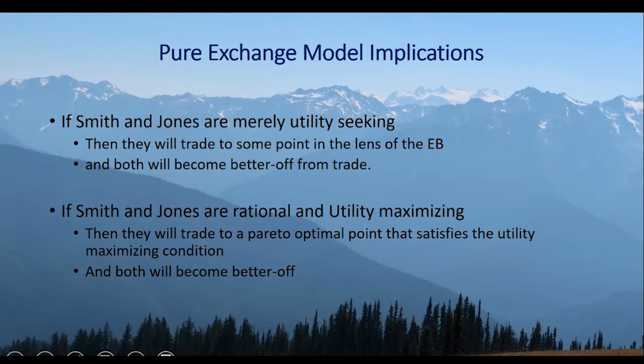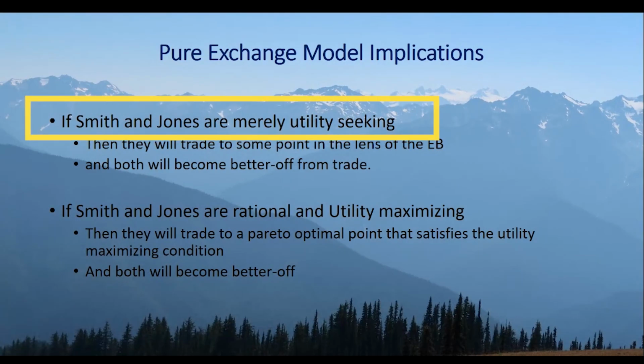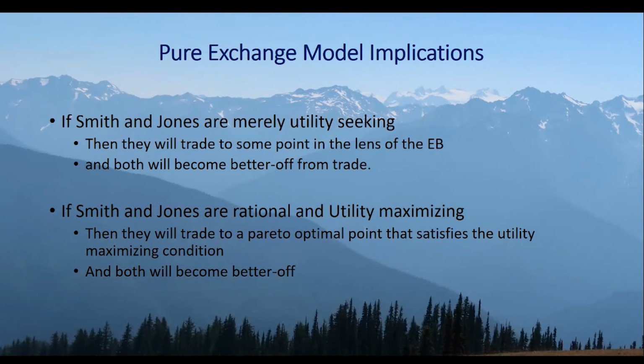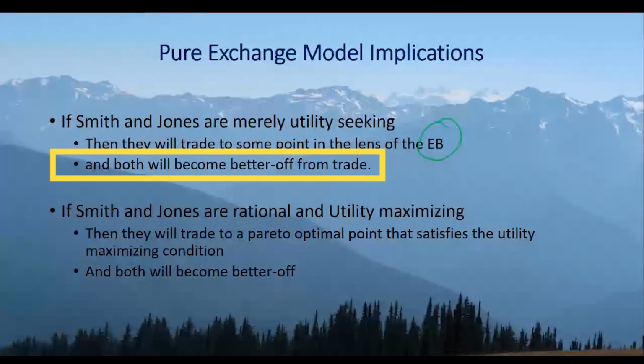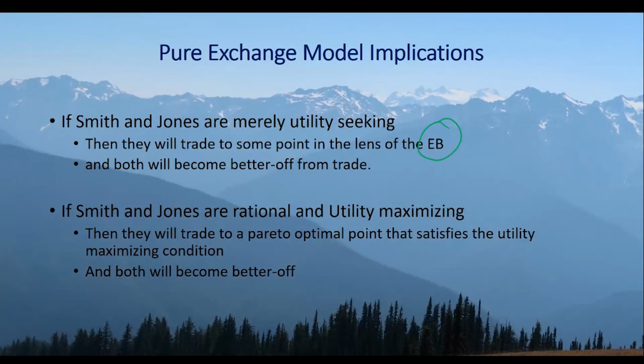Now, last slide. I want to emphasize this. If Smith and Jones are merely utility seeking, if that's the extent of the assumption we make about their behavior, they just care to get an increase in utility, they don't really care how much, and they're not really using all of the information possible, then all we need to say is that they're going to trade to some point in the lens of the Edgeworth box. That's EB. EB is Edgeworth box. And they're both going to become better off from trade. So that becomes the implication of that particular assumption.